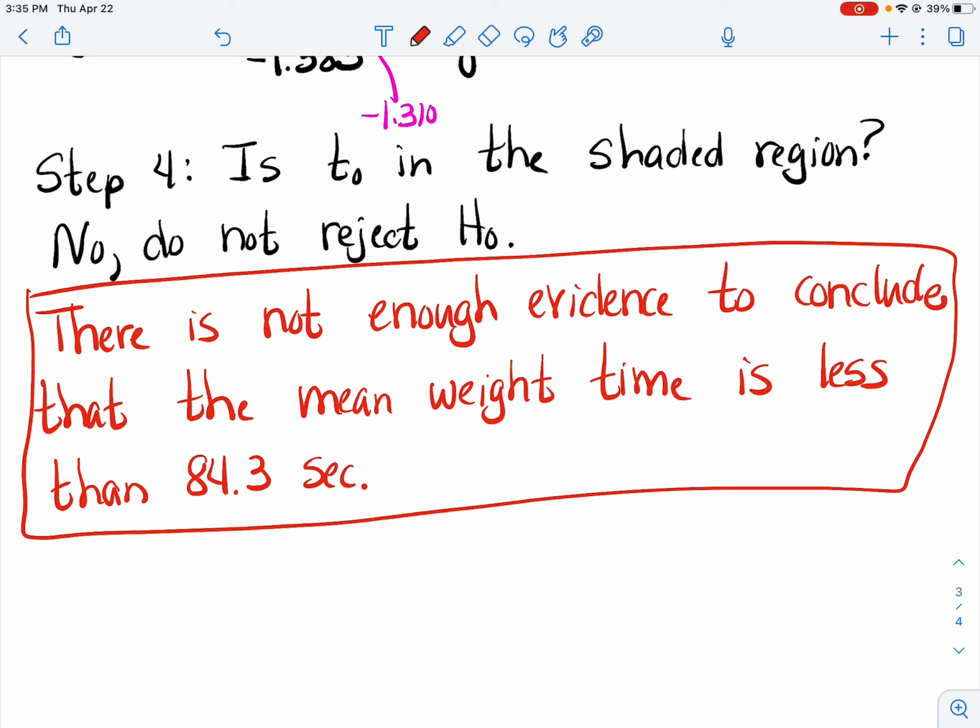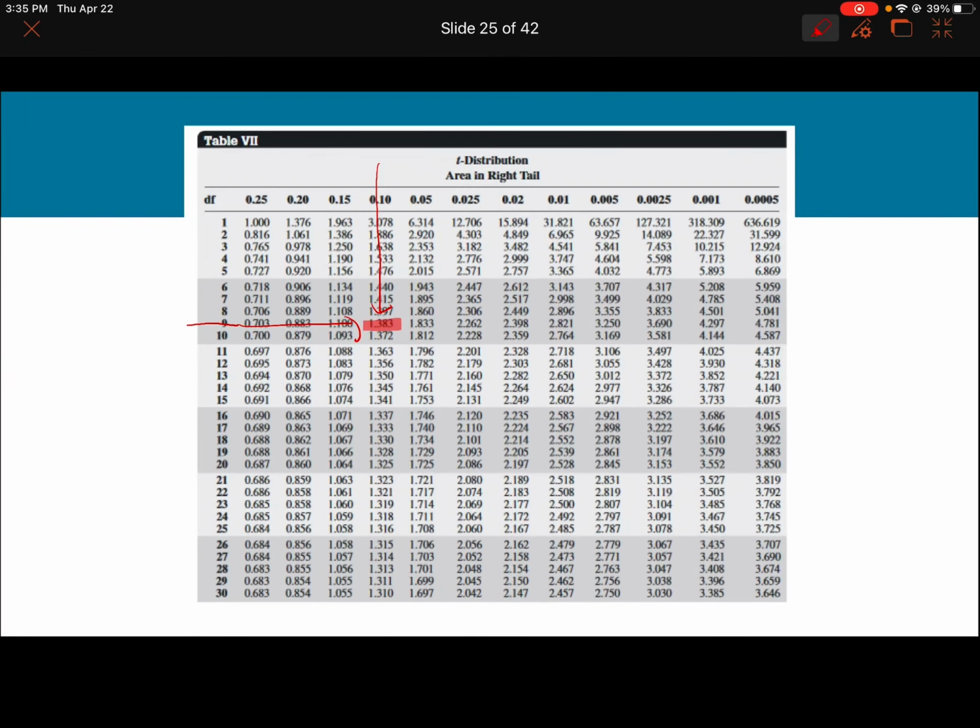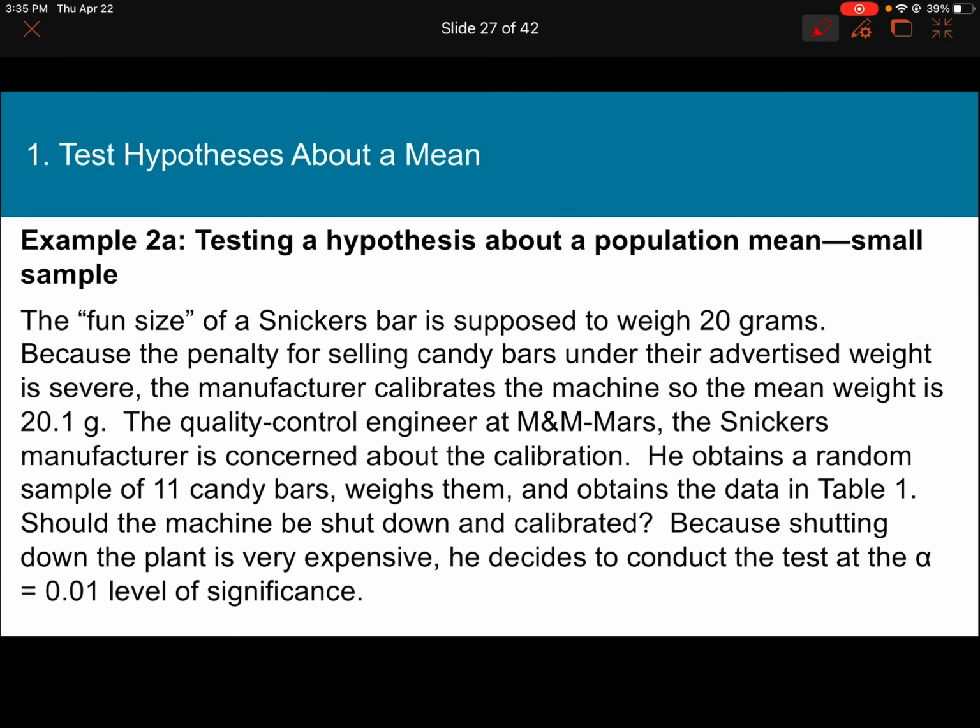We've looked at a left-tailed, we've looked at a right-tailed. Now let's look at a two-tailed test. And that's our next example. Go ahead and read through this example.